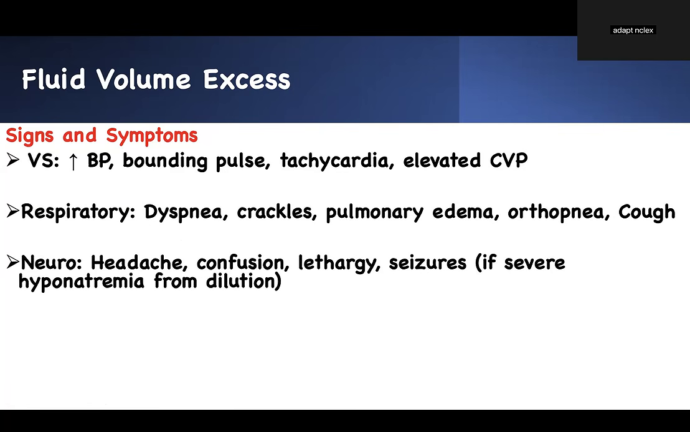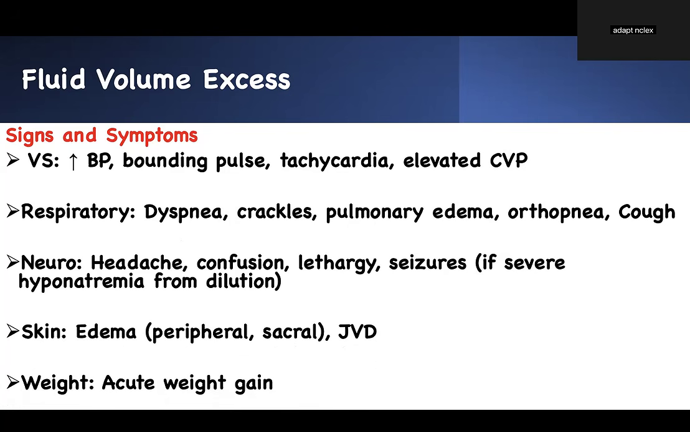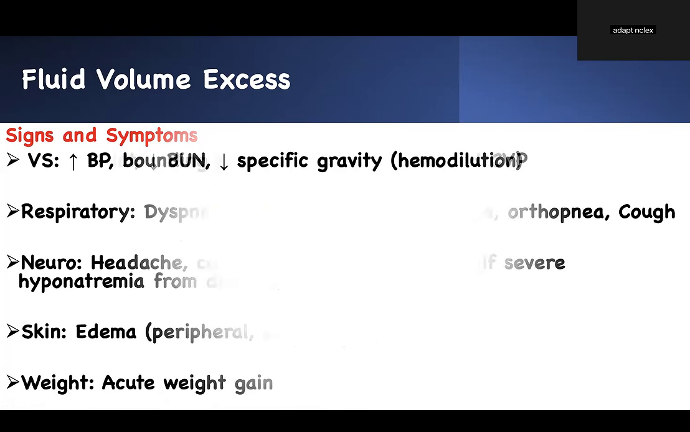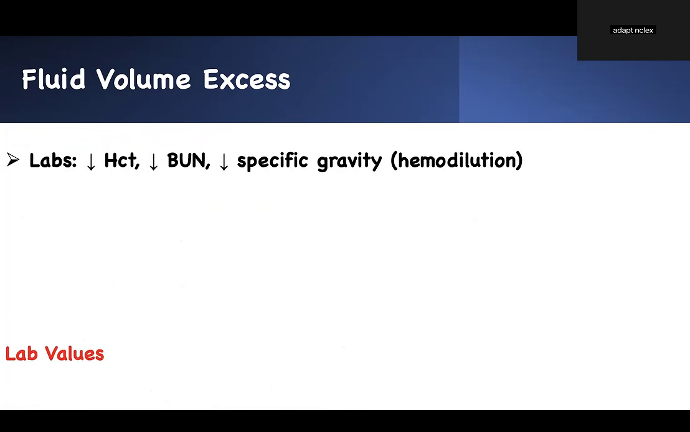You can see it. You go to your brain, you get headache, confusion, lethargy, seizure. This is mostly hyponatremia. It's severe, right? It's because free water goes into your brain. So that's the condition. If it's mostly neural, it's mostly hypotonic fluid instead of extracellular fluid. And your skin now is getting more fluid. You get edema, you get JVD, and you're going to gain weight. What are you going to do as the nurse, and the lab work?